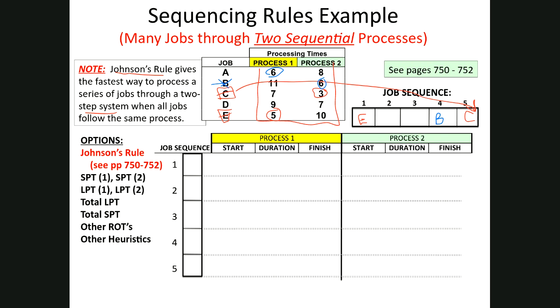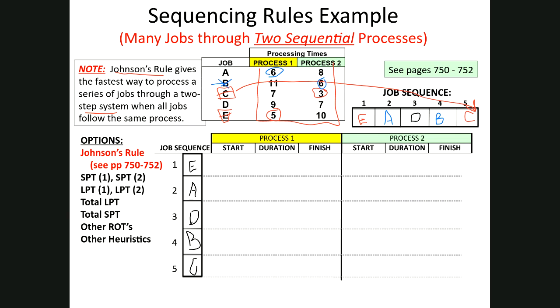And then finally, we're going to look at A. A's shortest processing time occurs on process 1. So job A goes as far to the front as possible, to the earliest position possible. And then, of course, that leaves only one job left to place, which is job D. And so this is our sequence based on Johnson's rule. Again, we're going to translate this down. So the sequence based on Johnson's rule is E, A, D, B, and C. E, A, D, B, C.